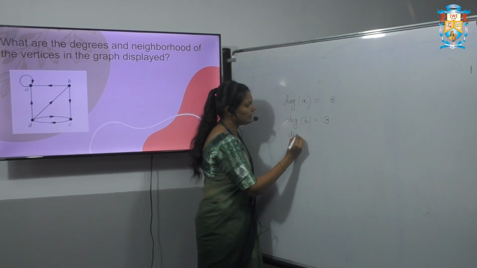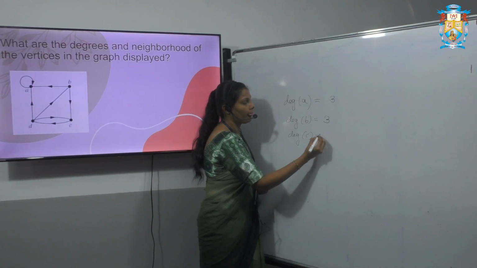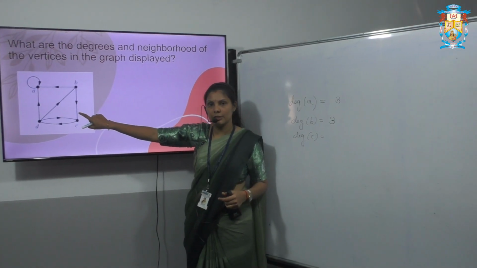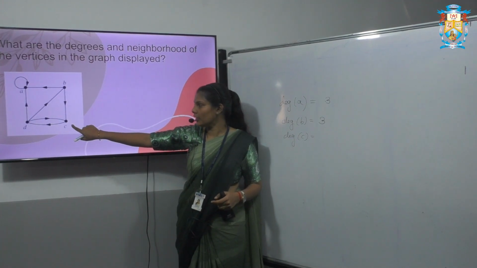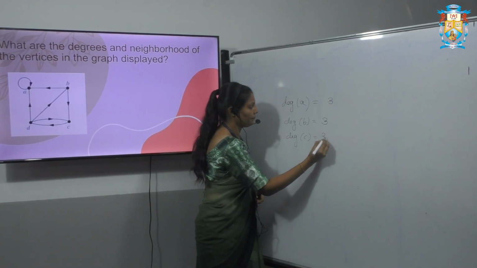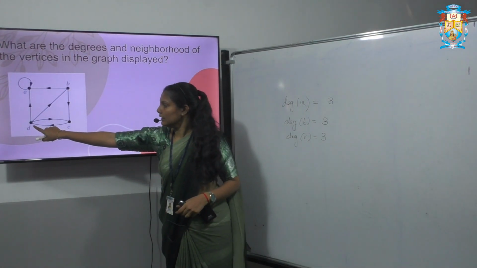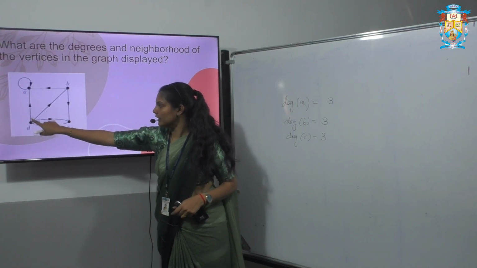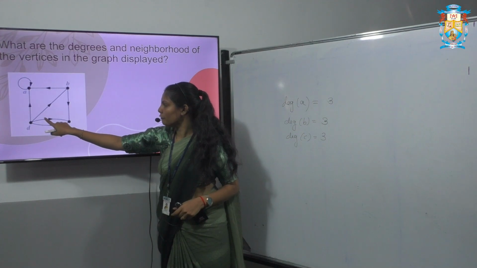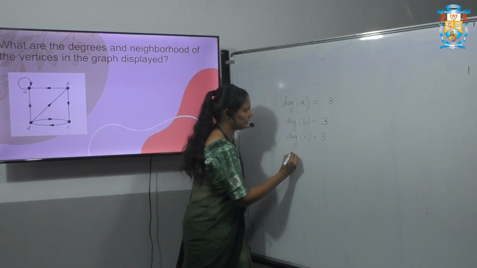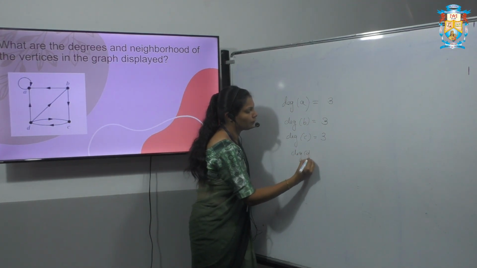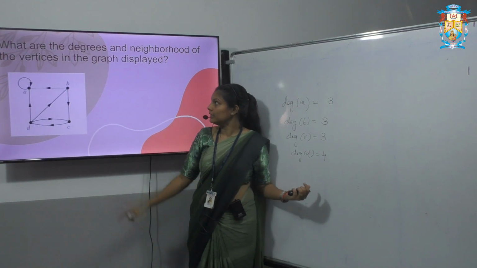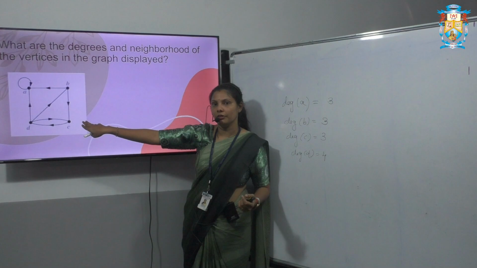Next we will see the degree of C. For the degree of C, you can observe there are a total of 3 edges connected. That means the degree of C is 3. And for the degree of D, we have to see how many edges are connected to the point D. You can observe 1, 2, 3, 4. A total of 4 edges are connected. That means the degree of D is equal to 4. This is how to find the degree of a vertex.